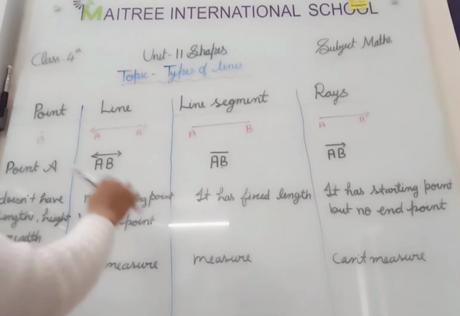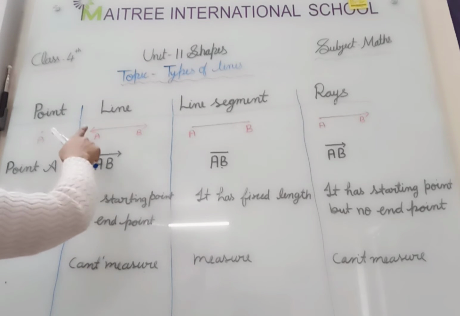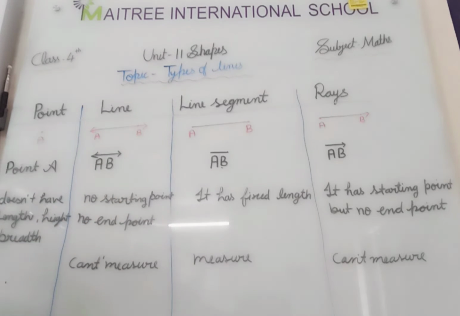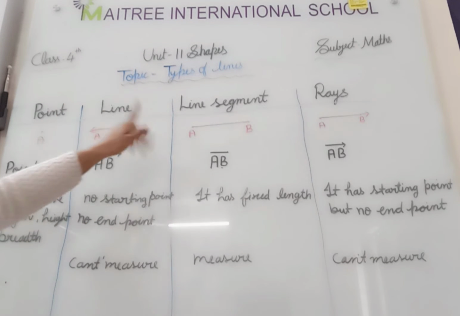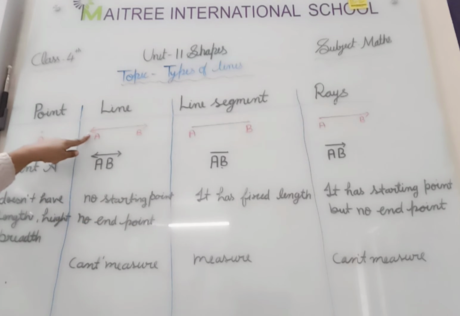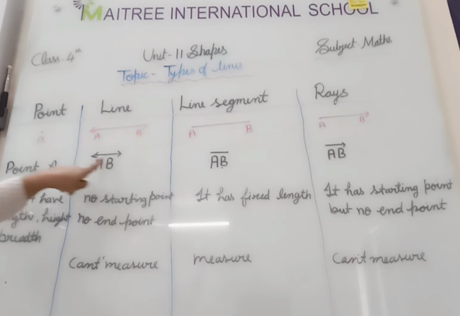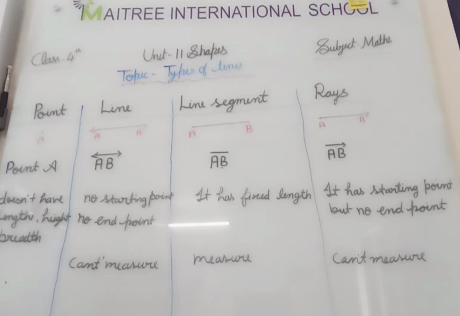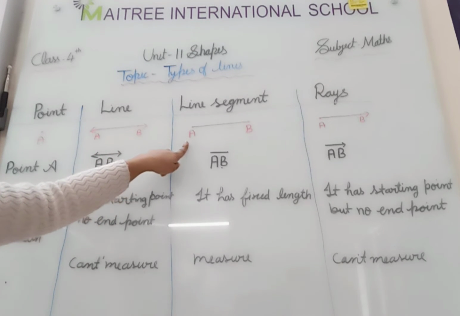Now second is the line. A line doesn't have any fixed starting point or end point. So we cannot measure the line. And how will we indicate the line? We'll indicate the line like this. This is the line AB. How will we read this? Line AB. We make a small symbol on the top. Line AB.